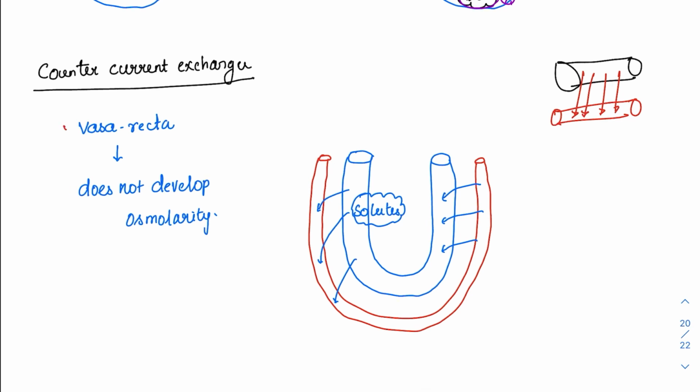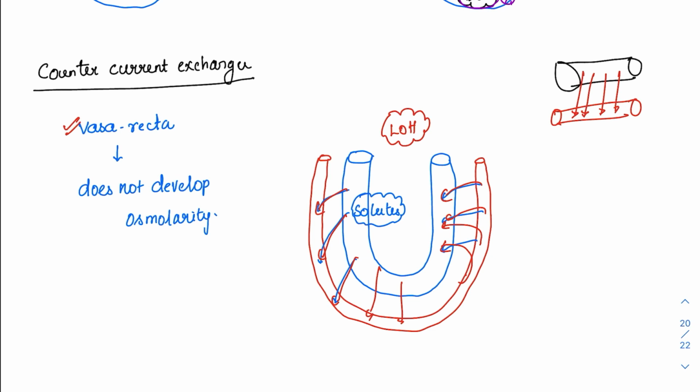So the vasa recta is a special type of tube which always runs parallel to the loop of Henle. What happens here? On one limb, whenever it goes, it drags in the solutes and reduces the osmolarity. But on the other side, since the osmolarity is reducing, on the other limb it will be putting the solutes back. So it is like exchanging.